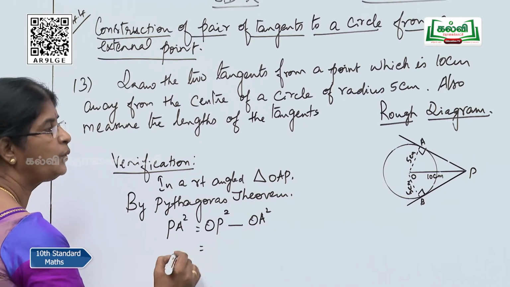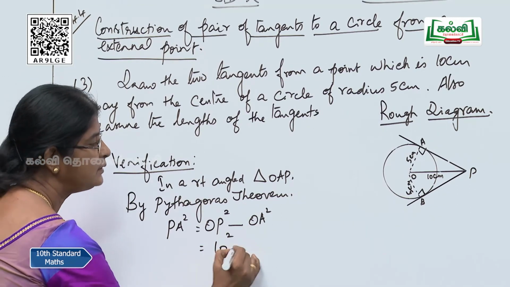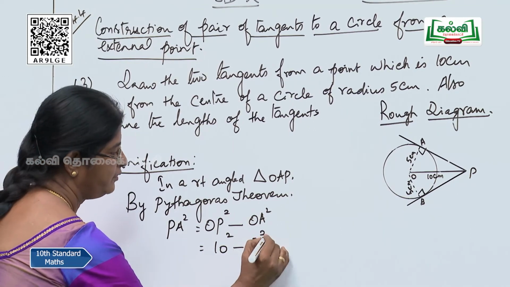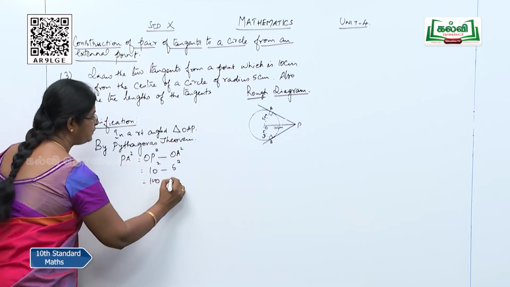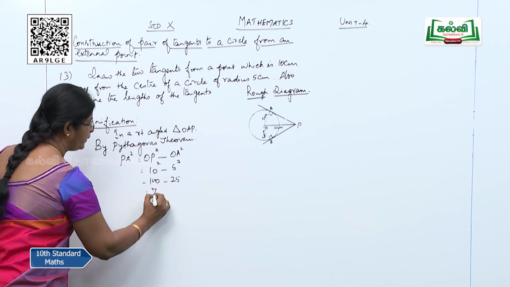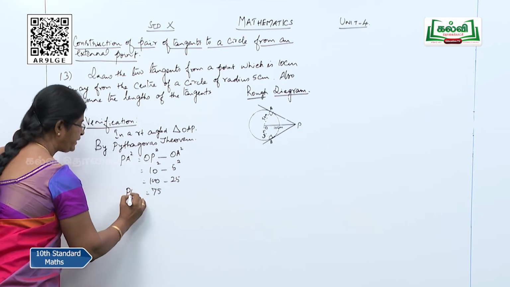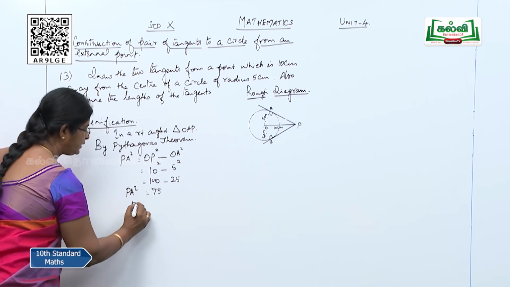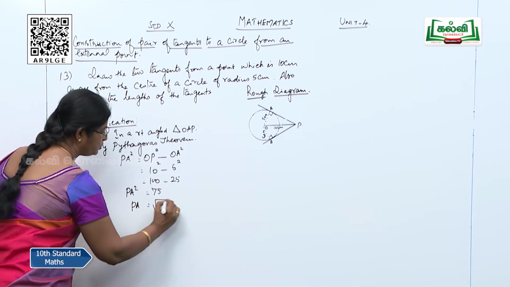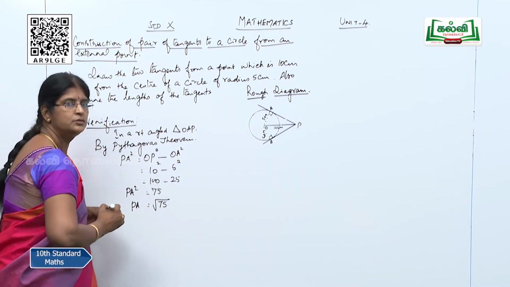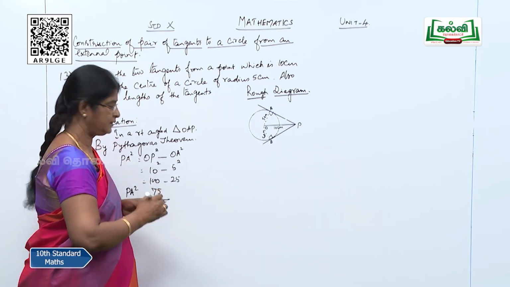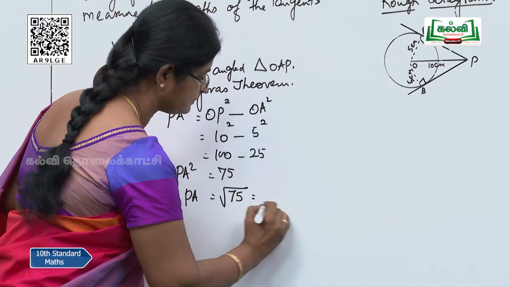Now OP is what? 10. 10 square minus OA, which is 5, 5 square. This is 100 minus 25, which is equal to 75. That is PA square. You have to get the answer for PA, that is root of 75. So after constructing a tangent, you will complete this answer.